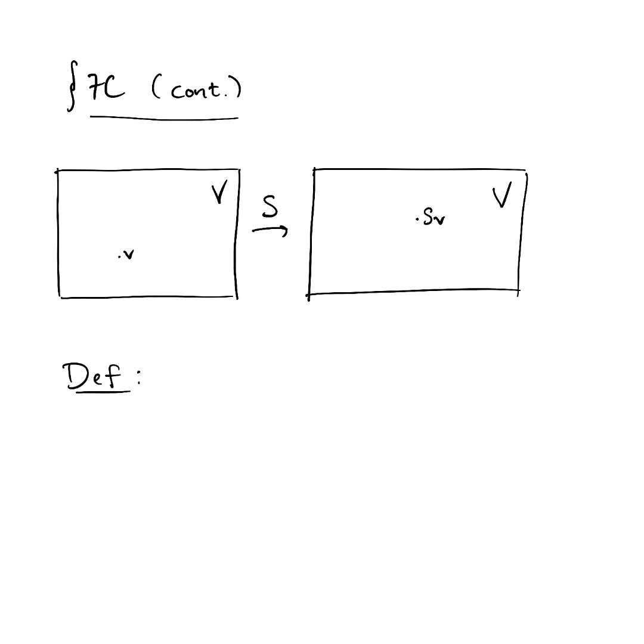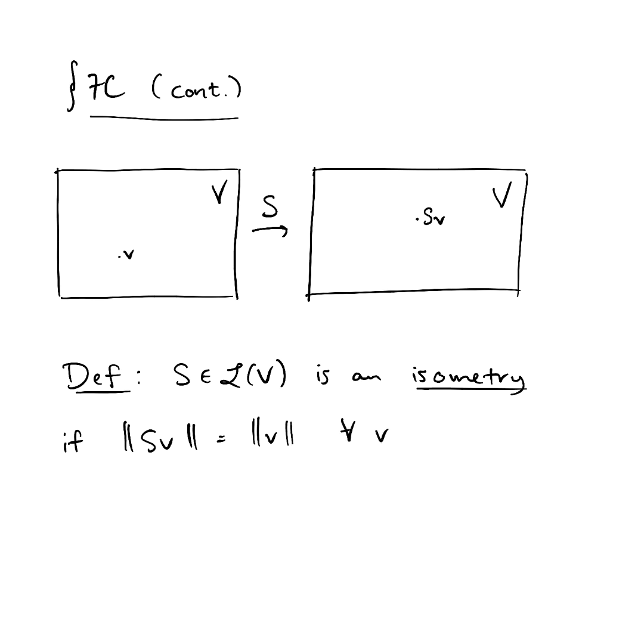Definition. S, a linear operator on V, is an isometry. That's the term we're defining. If the norm of Sv is the same as the norm of v for all v in our space. So an isometry is an operator that preserves norm.